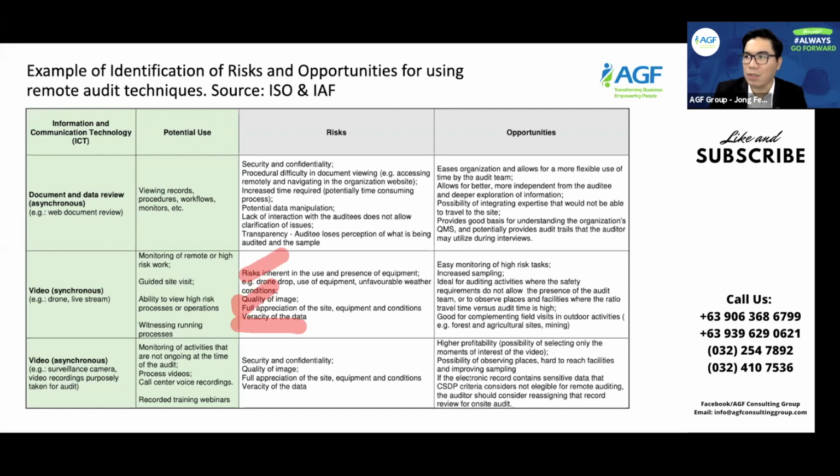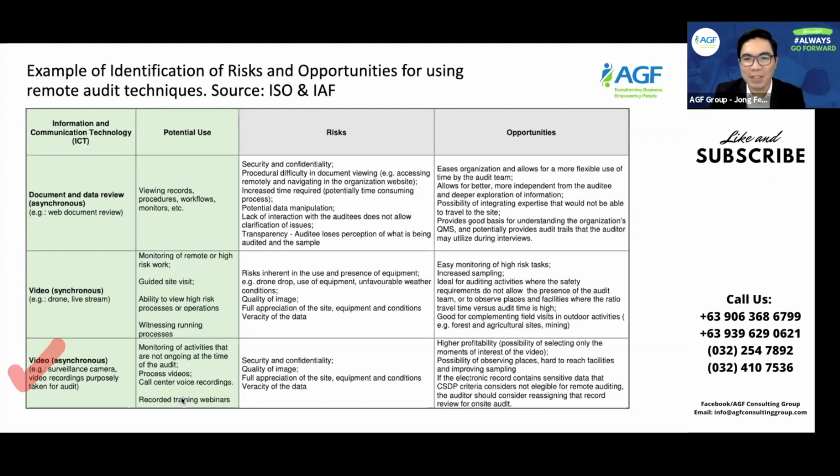And lastly, of course, is the asynchronous right here. Asynchronous meaning to say video recording. So they can send you video recordings. So we're clear with synchronous and asynchronous there. The downside: security and confidentiality, veracity of the data. Where can you use asynchronous video? You can use that for process videos or call center video recordings, or even the recorded training webinars, just like what we're doing right now. This is later on recorded, uploaded in our FB Live, and this becomes asynchronous data. Indeed, evidence that you attended the webinar, all right?